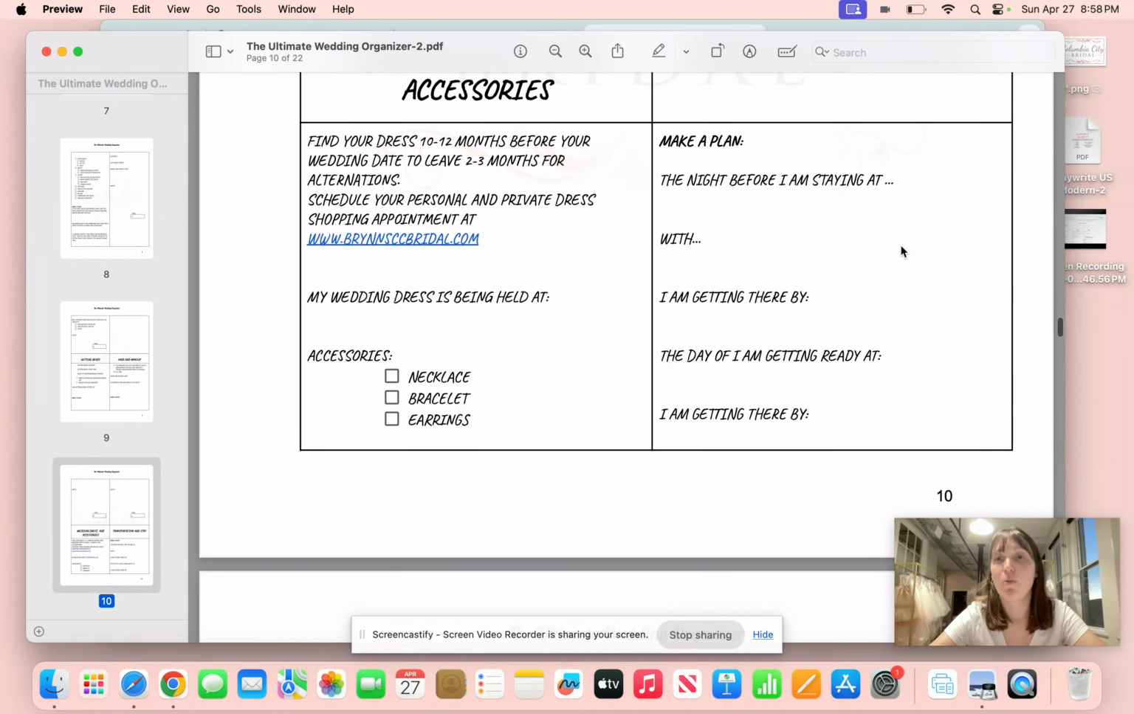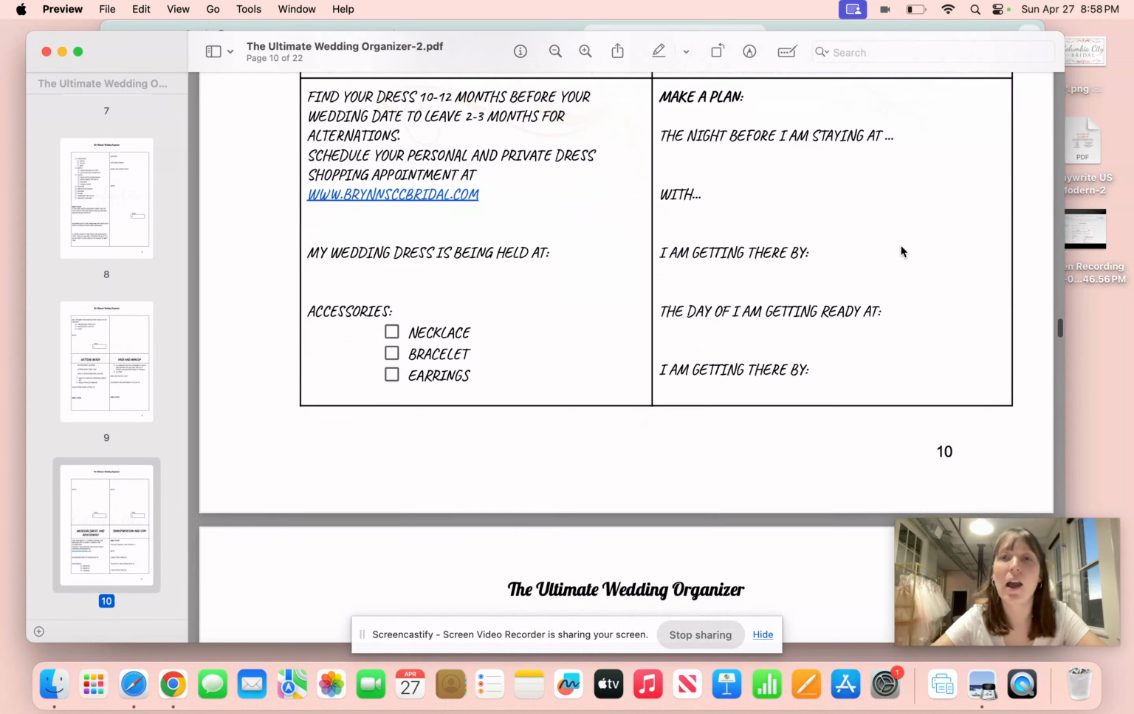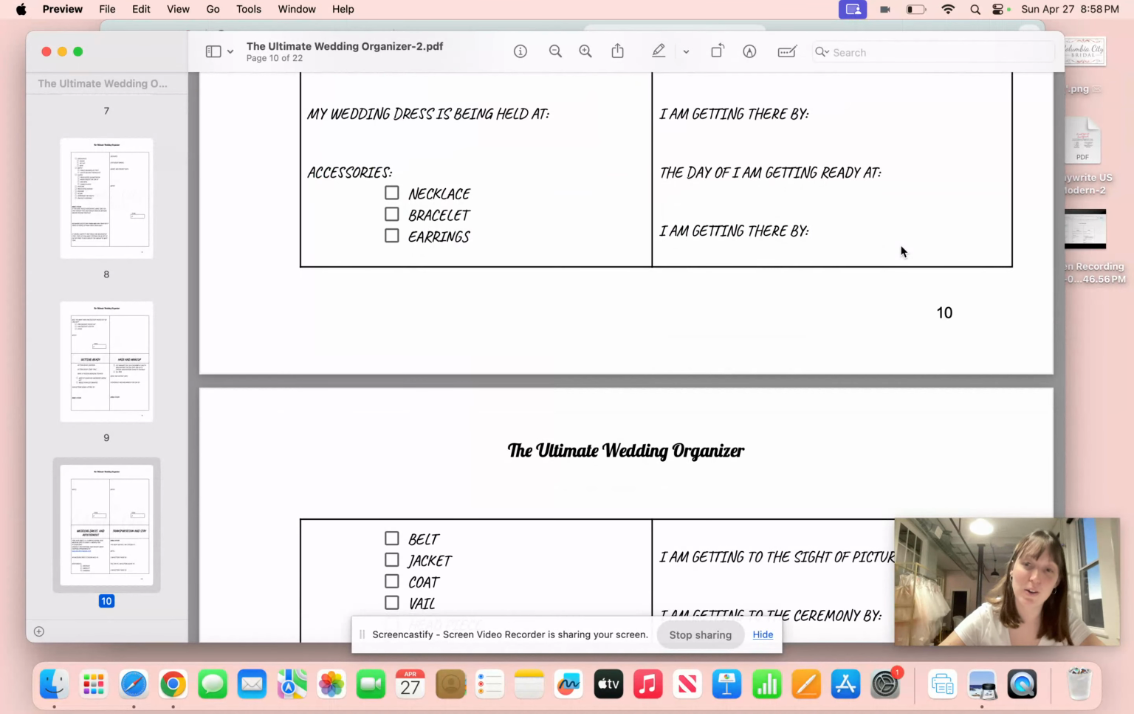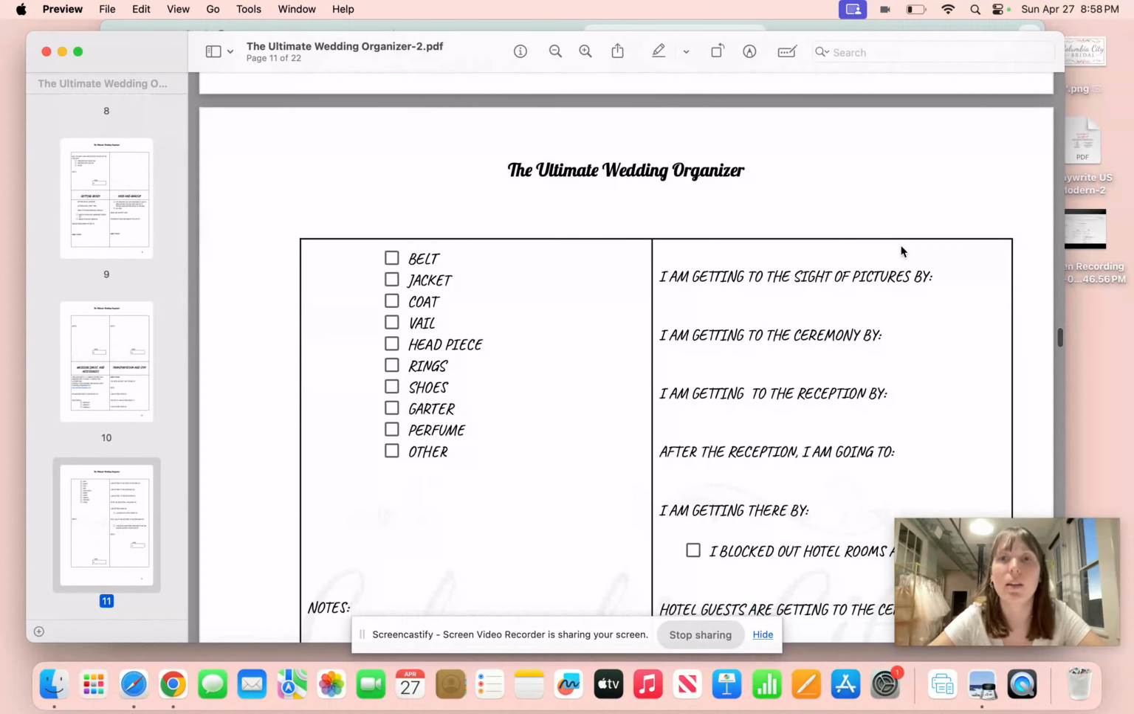Transportation. The night before, where are you staying? Who are you staying with? How are you going to get there? Do you want to leave your car somewhere? That kind of thing, right?